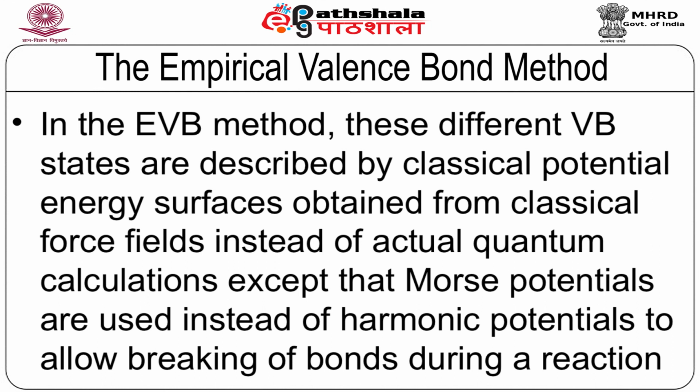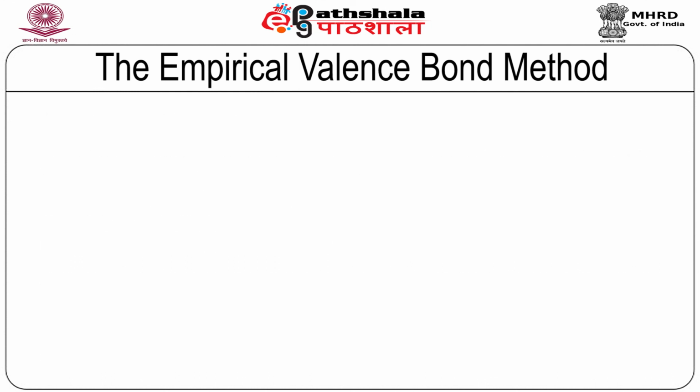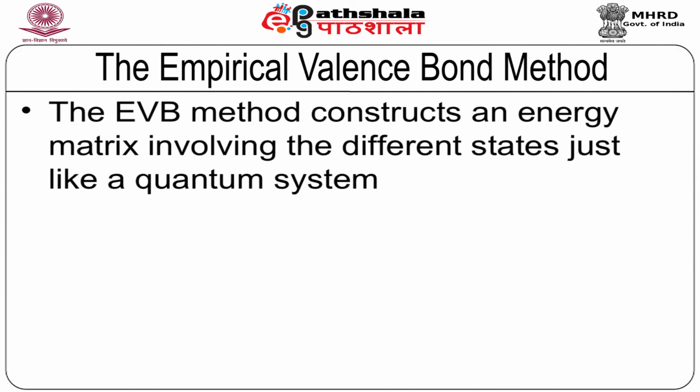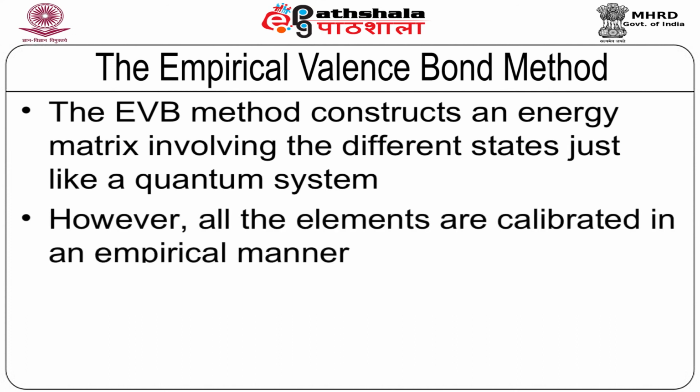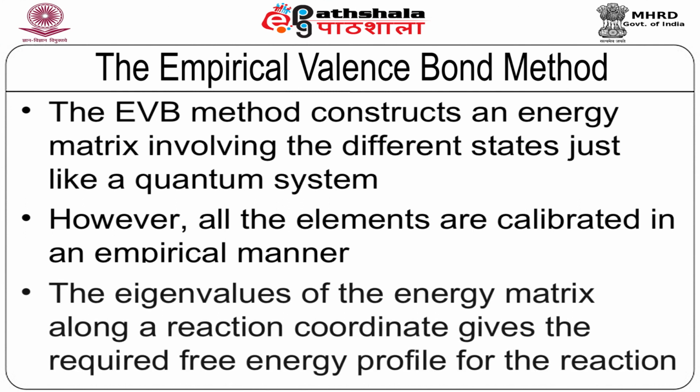A very important difference is that Morse potentials are used instead of harmonic potentials to allow breaking of bonds during reactions. The empirical valence bond method constructs an energy matrix involving the different states just like a quantum system. However, all the elements are calibrated in an empirical manner. The eigenvalues of the energy matrix along a reaction coordinate give the required free energy profiles for the reaction.